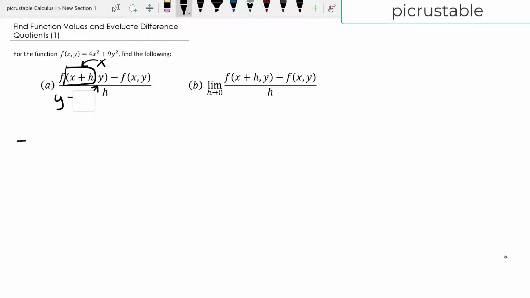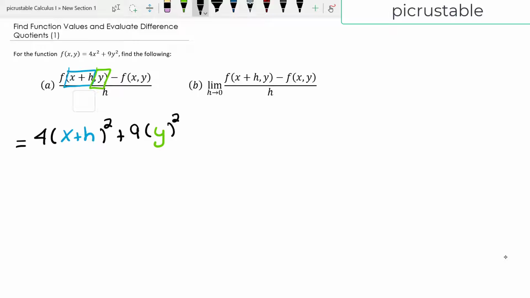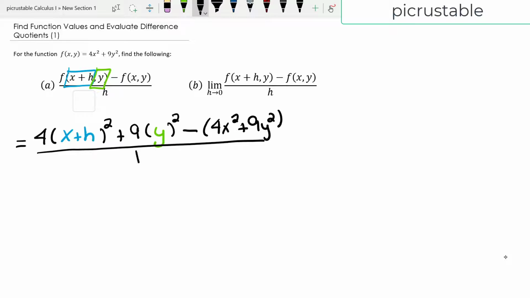The first thing that I like to do when I write out my function is to make parentheses everywhere that I'm going to be putting things in for it. And as you see, I have to stop talking while I do that. Okay, now I'm going to put x plus h in for my x's, and I'm going to put y in for my y's. Now let's put the rest of our expression in here. So we're going to subtract the function, so I'm going to put parentheses, 4x squared plus 9y squared. Now this is all over h.